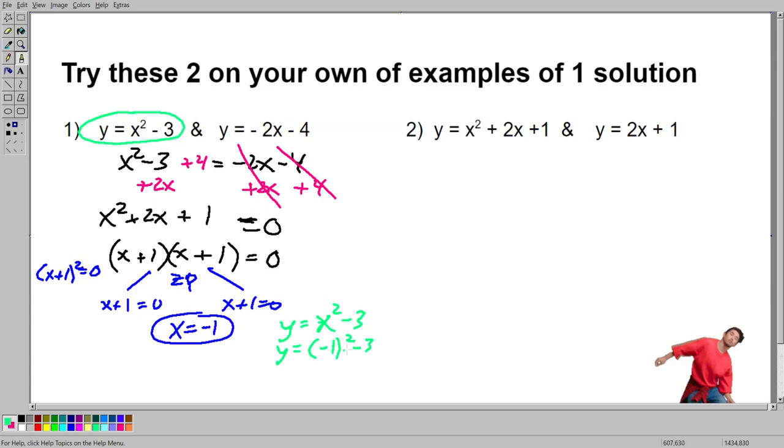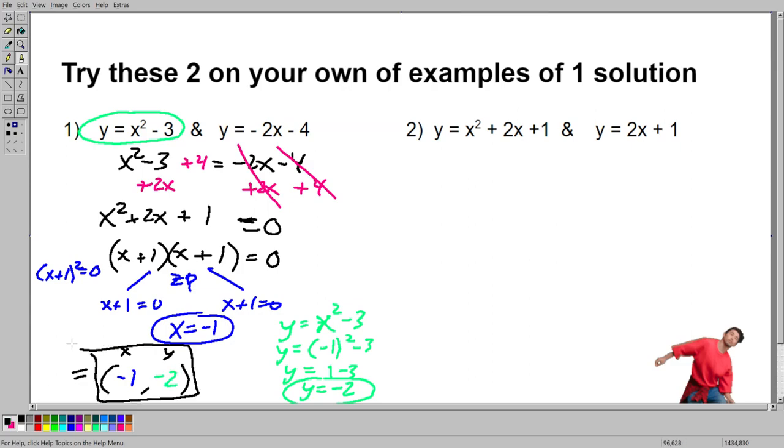Okay, we know negative 1 squared is 1. And then finally, 1 minus 3 is going to give us negative 2. I'll circle that and put my answer as an xy coordinate. All right, for x we got negative 1, and for y we only had one solution. It was negative 2. This is my answer. Very good. Okay, let's check out another example that has one solution.